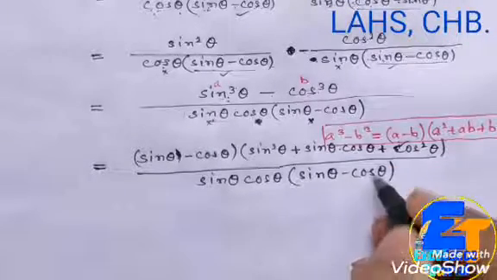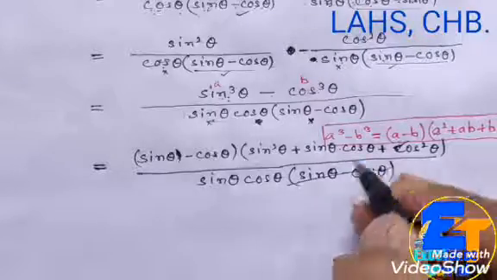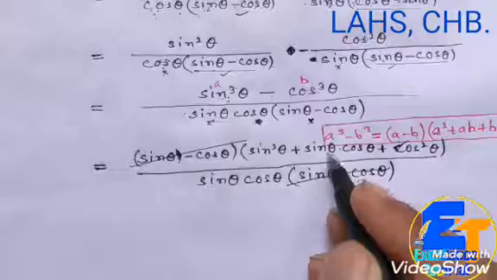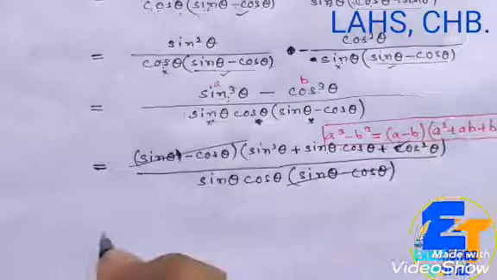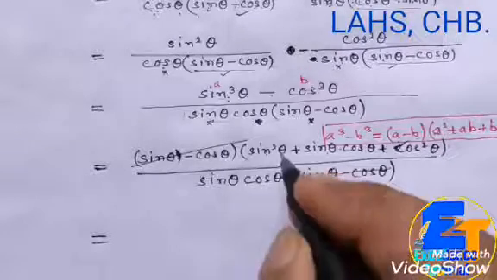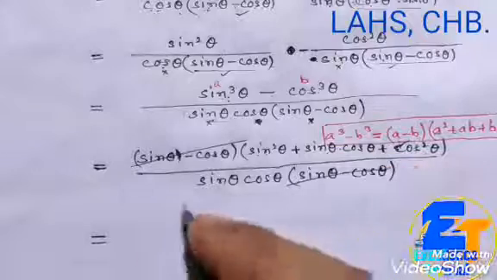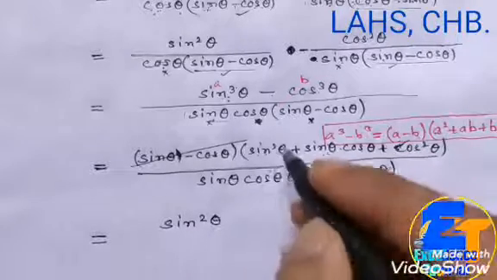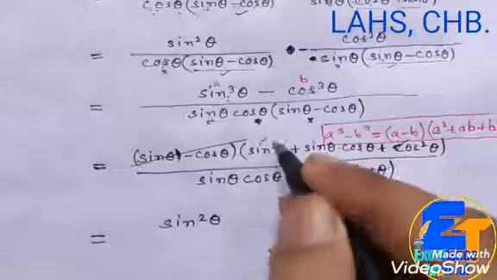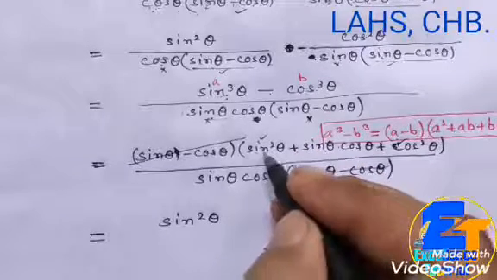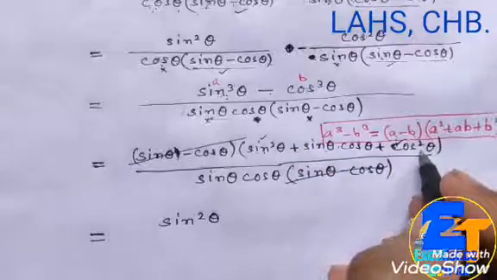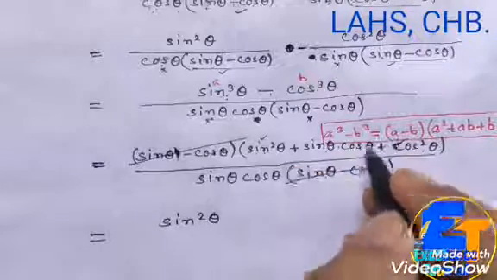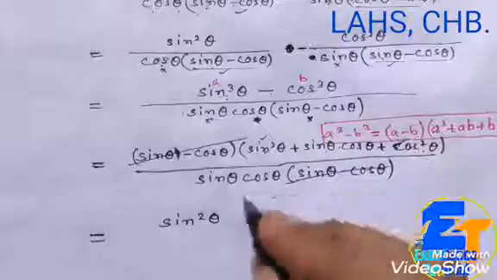Now see, sine theta minus cos theta can be cancelled with this. So what is left here? Sine square theta plus sine theta into cos theta plus cos square theta. At the numerator place, this term is left. So see, sine square theta. In this step, we are going to write this square. These two ratios exist in a square form: sine square theta, cos square theta. As you know the identity, sine square a plus cos square a will become 1. So we are going to write these two ratios together.